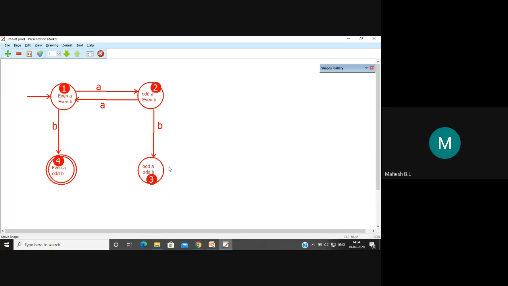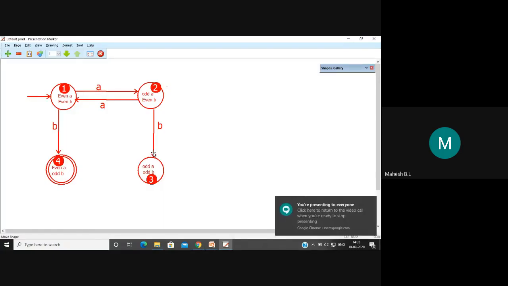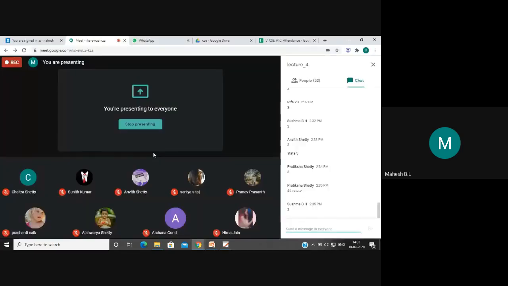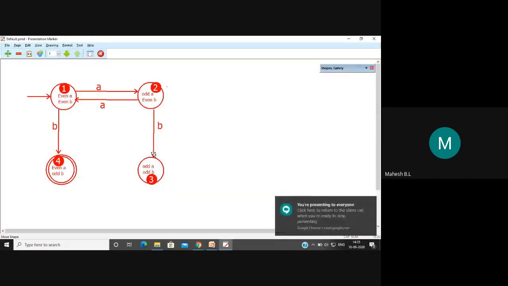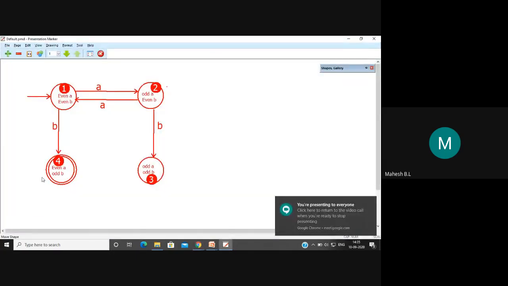Let's say in state 3 you encounter A. To which state is your DFSM going to make the transition? From state 3 to which state on reading A? Answer quickly. So from state 3 to state 4.